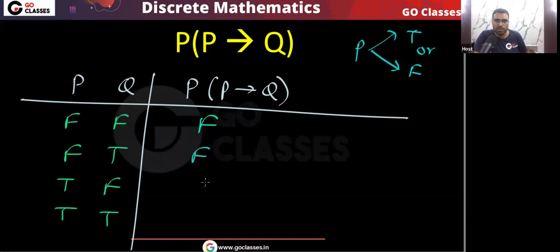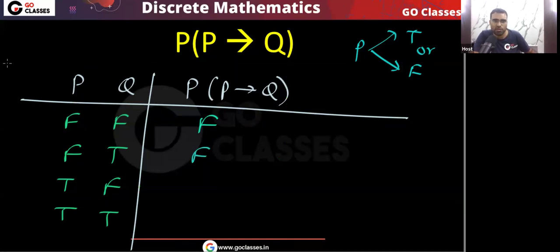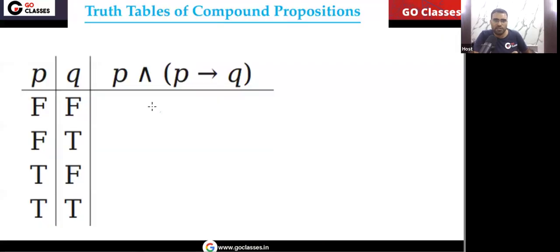True comma false. Here you can see, for this truth value combination, P implies Q will be false. Okay, true implies false is false. So again you will get false, and here you will get true. So this is the truth table. Very simple point. You can see the truth table: it will be false, false, false, true. This will be the answer.